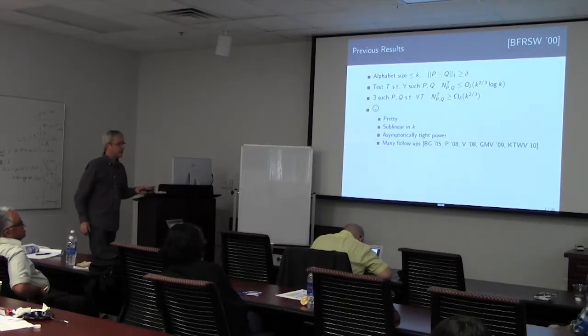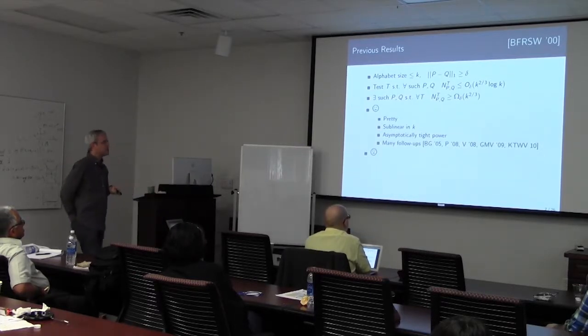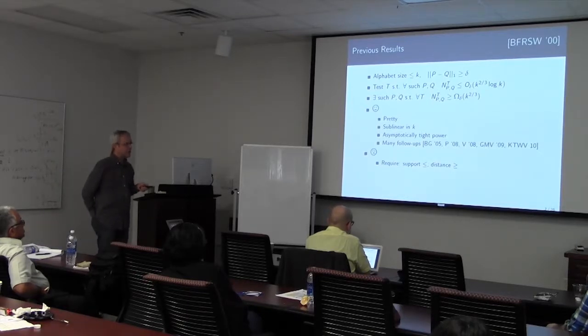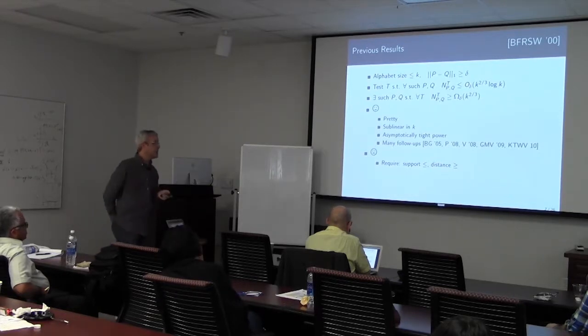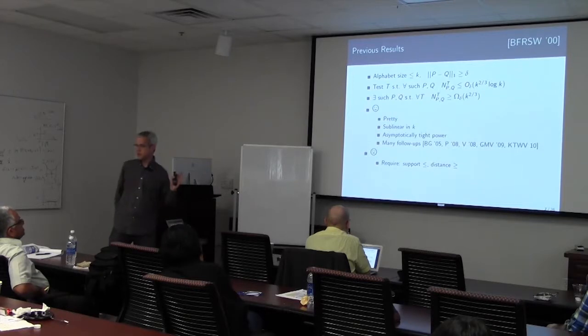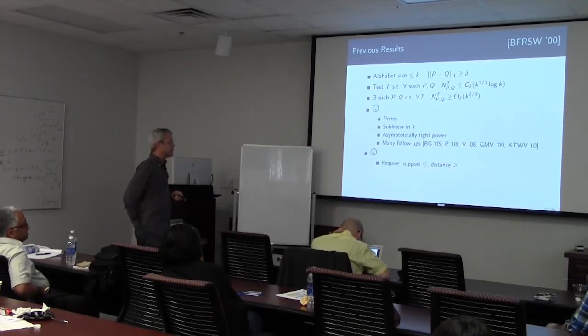And there have been many follow-ups. I listed a few of them here. Okay, so this is on the good side. On the not so good side, the algorithm requires knowledge of an upper bound on the support size. So someone needs to tell you the alphabet size is at most 1,000, and they need to tell you that the L1 distance is at least 0.01, for example. So they need the upper bound on the support size and a lower bound on the distance to design the algorithm.